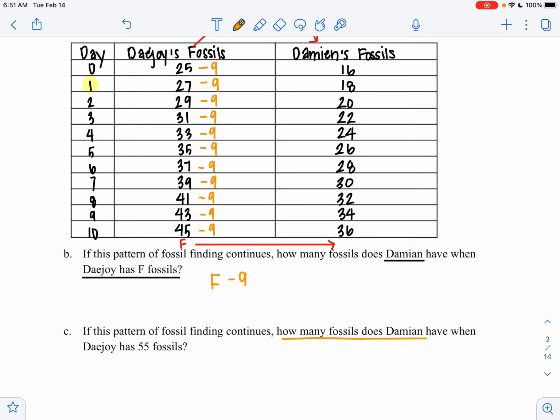if this pattern of fossil finding continues, how many fossils does Damien have when Dayjoy has 55 fossils? Well, I know that I can simply subtract 55 minus 9, and I know that Damien will have 46 fossils.